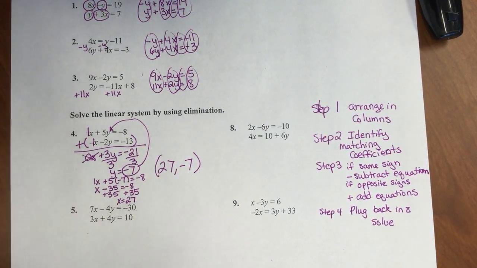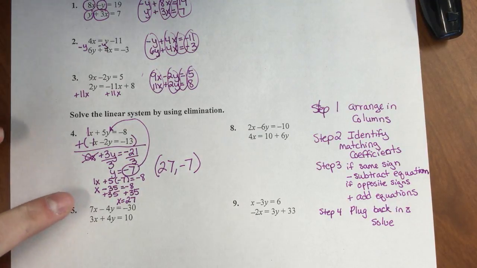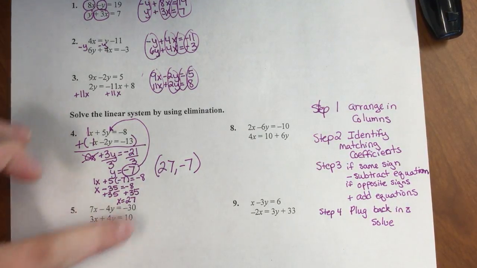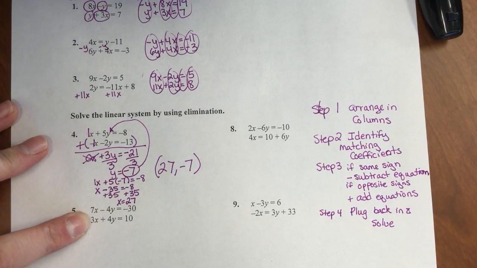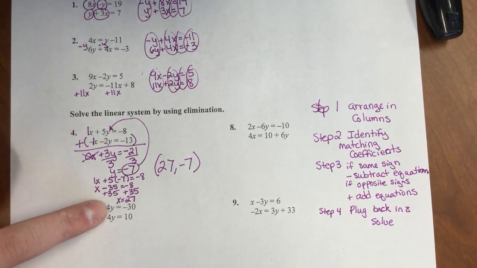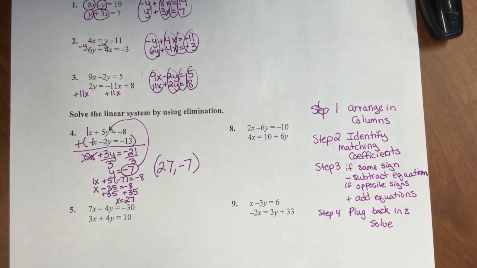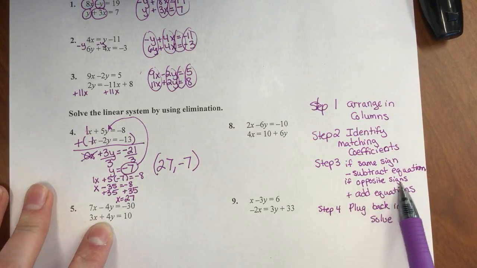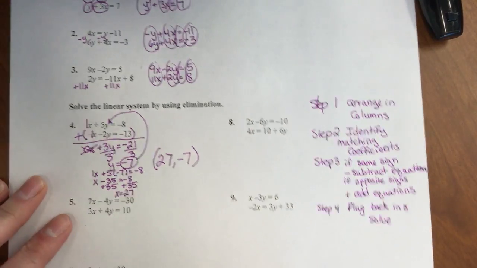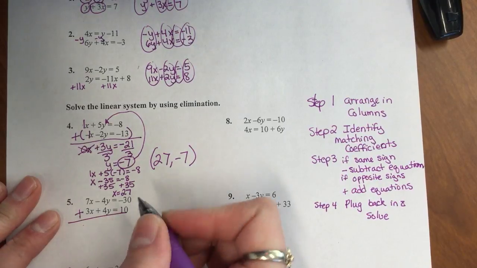Okay, this next one is set up in columns, x's, y's equals numbers. Okay, looking for matching coefficients. This x has a 7, that x has a 3, those don't match. 4 and 4, those do, okay. Now, if they're the same sign, oh, negative and positive, not the same sign. If opposite signs, add equations. So we're going to add the equations.